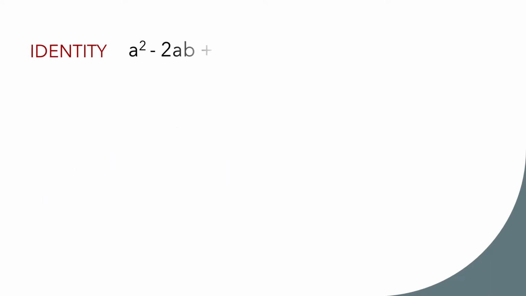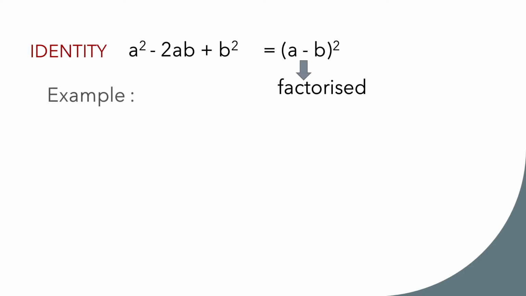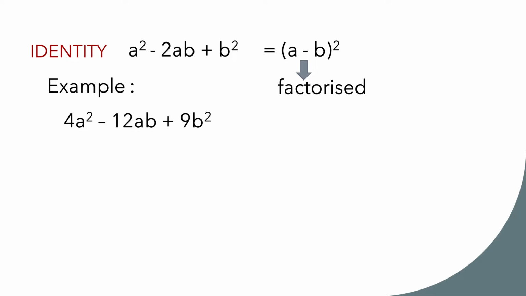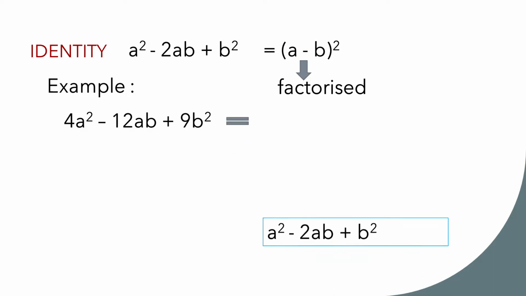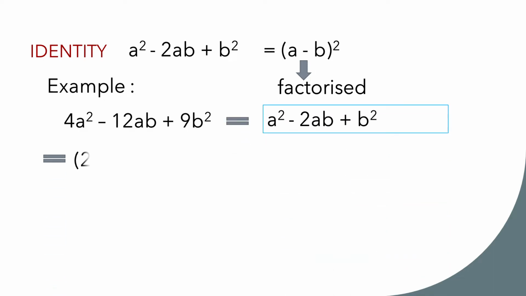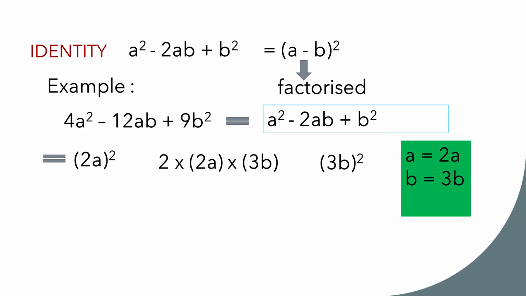Identity: a minus b whole square is a square minus 2ab plus b square. Here a minus b whole square is the factorized form. Now let us take one example: 4a square minus 12ab plus 9b square. Here 4a square means 2a whole square, 9b square is the square of 3b, and minus 12ab is 2 into 2a into 3b. Here a is 2a and b is 3b. Now we can express this expression as a minus b whole square, that is 2a minus 3b whole square.